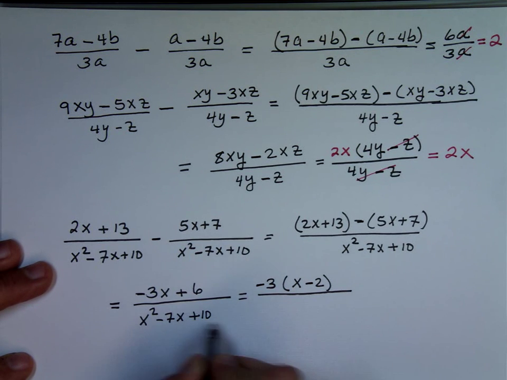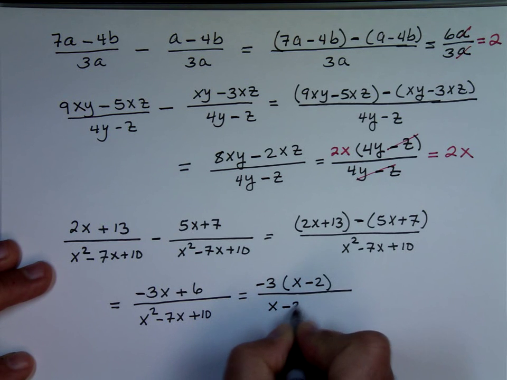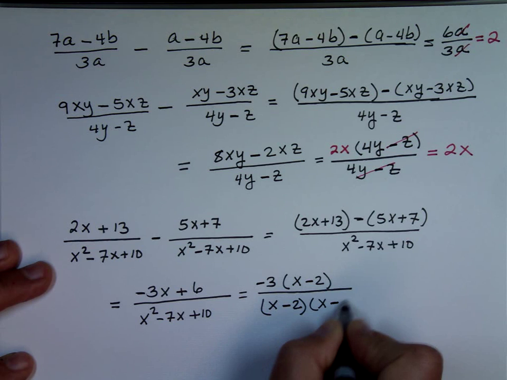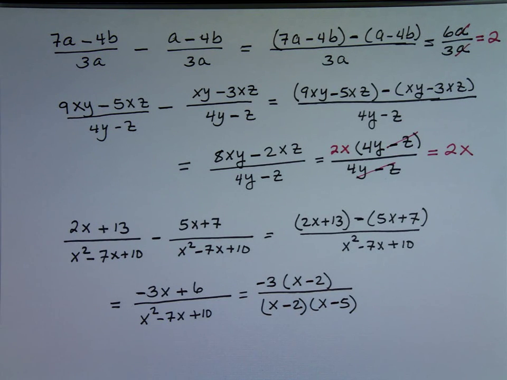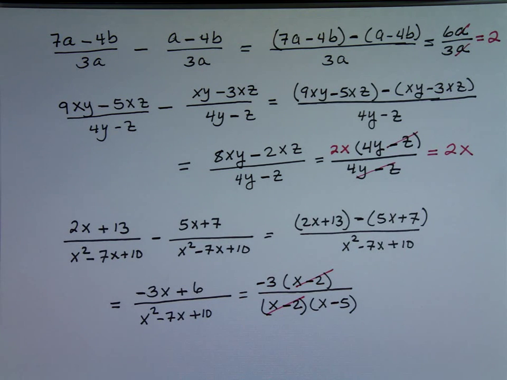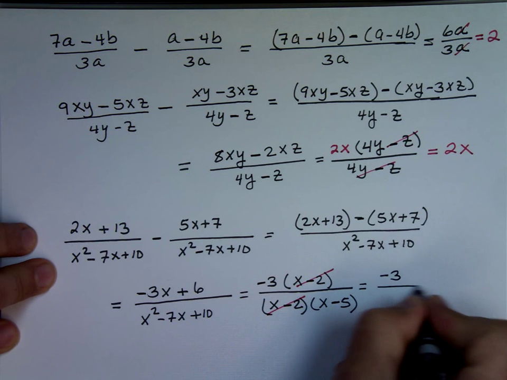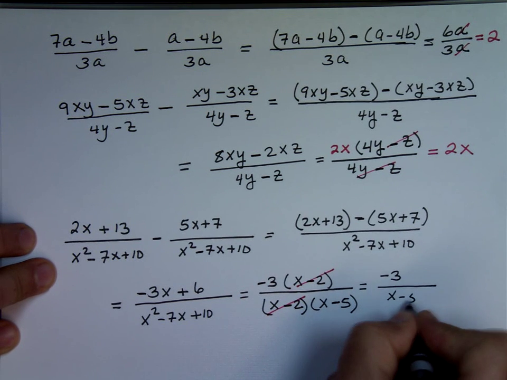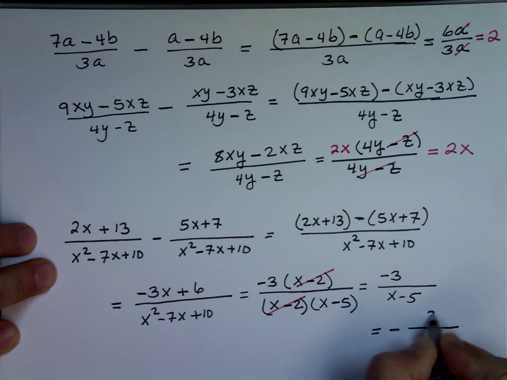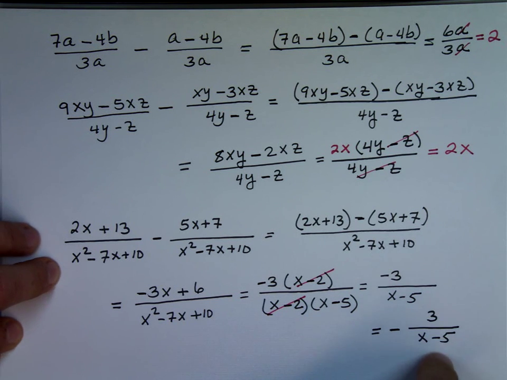The bottom, if you factor that, that's x minus 2, x minus 5. Gone. My answer is negative 3 over x minus 5. And if you don't like to write it this way, put the minus in the front. Either one is good. Negative 3 over x minus 5 or minus 3 over x minus 5. So you can leave it like this or like this one.